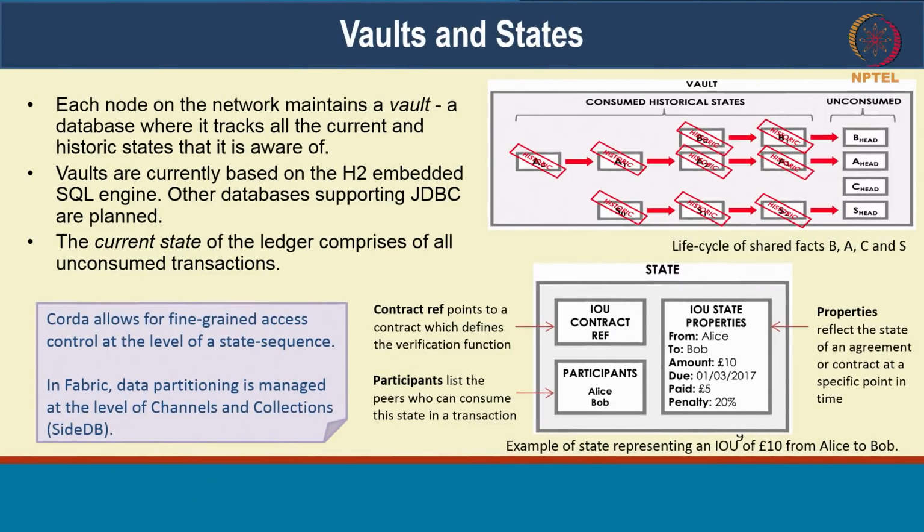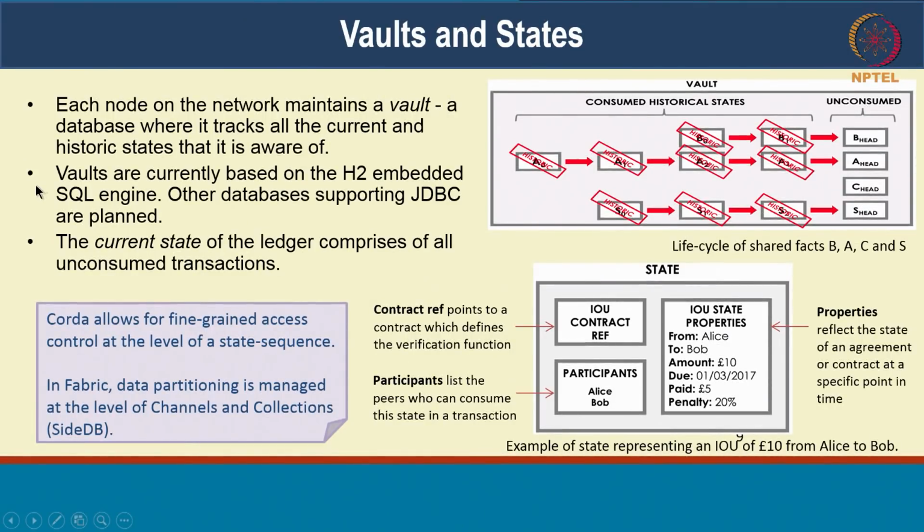Okay, now coming to the storage aspect itself. Each node in the network maintains a vault. It's called a vault, and it's really a database that tracks all the data that node is privy to. So it has all the current and historic states for that node. And different nodes can actually have different views of state information. So there could be data that's shared between 3 parties, only those 3 will hold it. There could be other data that's held by just 2 of them, only those 2 hold it, the third party does not hold it, and so on.